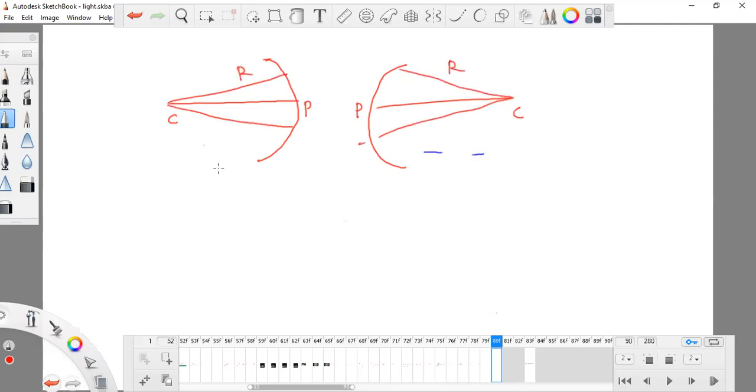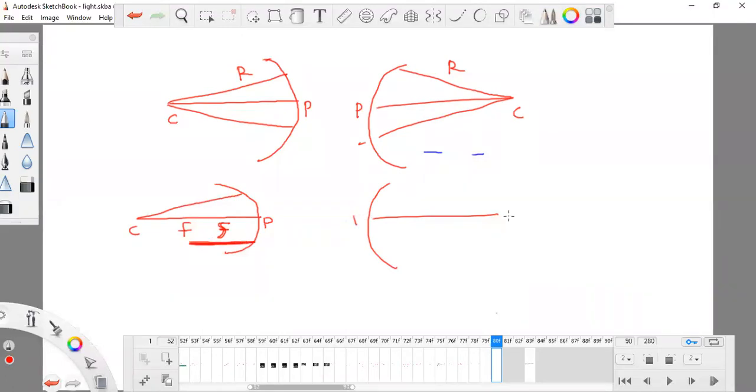If you don't remember this, I'm just revising that this is my P and this is my F, small f. This is known as focal length. So focal length is just half of this radius. Focal length means this area, this PF. This is my P, this is my C, this is my F, and this area is known as focal length.